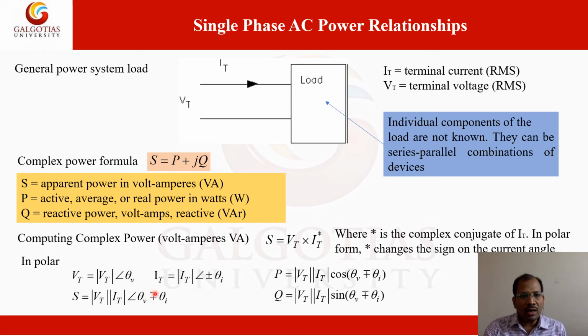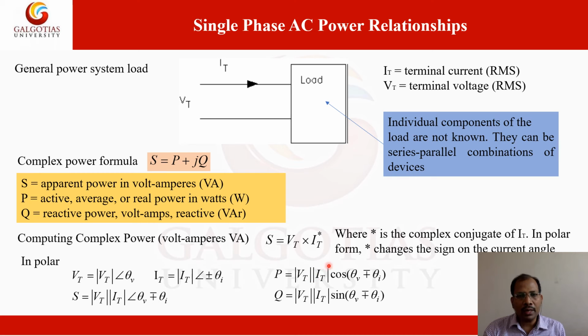When we separate the real part and the reactive part, you know that the real part of the apparent power is the active power and the imaginary part is the reactive power. So when we separate them, finally we get this term. So P is equal to the product of the RMS values of voltage and current.